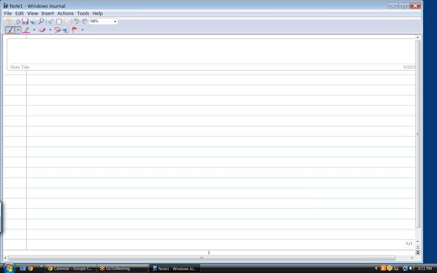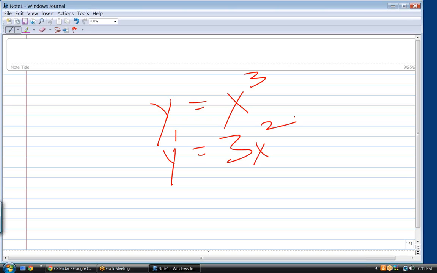The exponent rule. You mean the power rule? Oh yeah, it's the power rule. Okay, so if I had this, what's the first derivative of it? 3x squared. Okay, that's the power rule. And you can use the power rule whenever you have a simple polynomial.